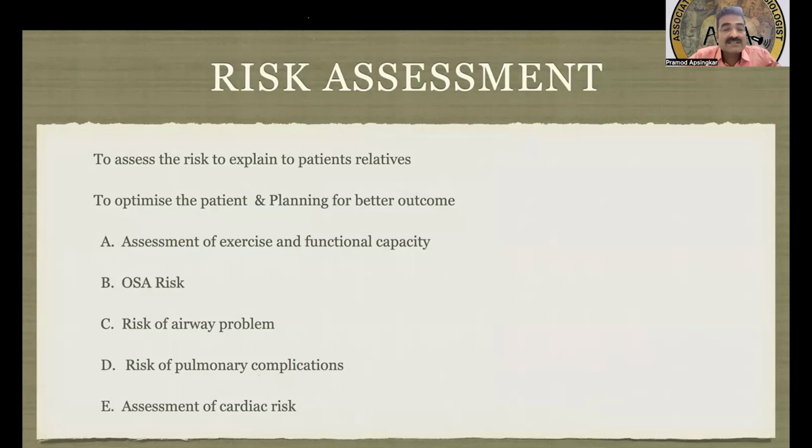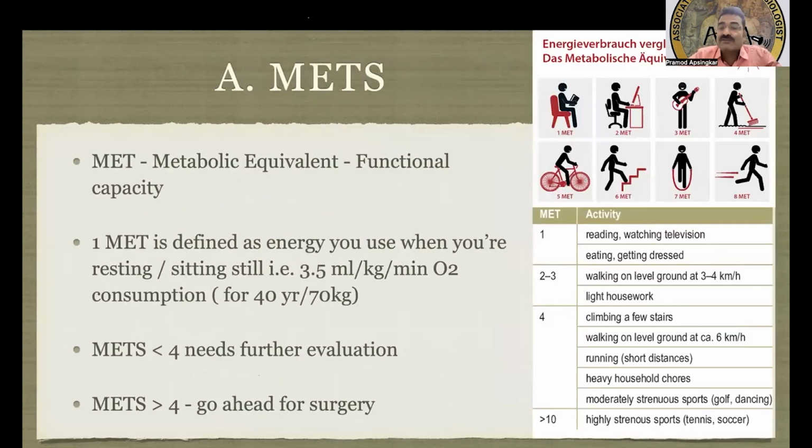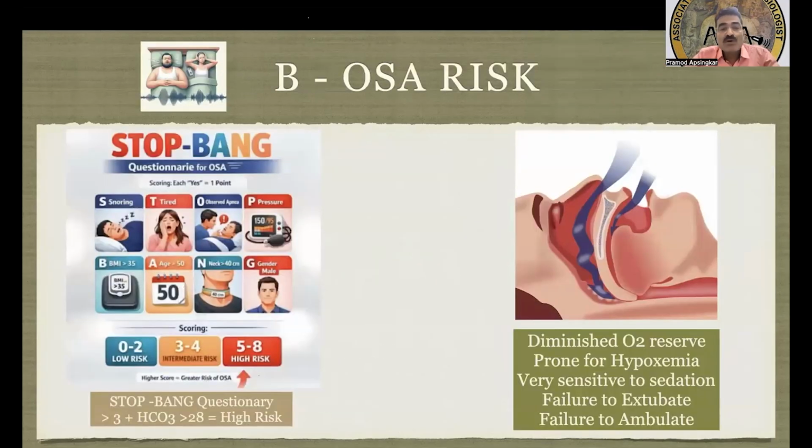So we have to assess the functional capacity of the patient. If he is not able to do his household work, that means his metabolic equivalent is less than 4, and we have to evaluate this patient further. Now these patients are more prone to obstructive upper airway because of the collapse of the upper airway, and this can be very well judged with the STOP-BANG score.